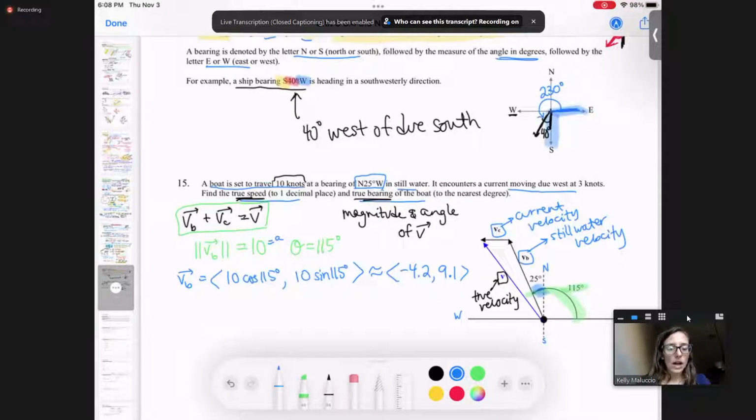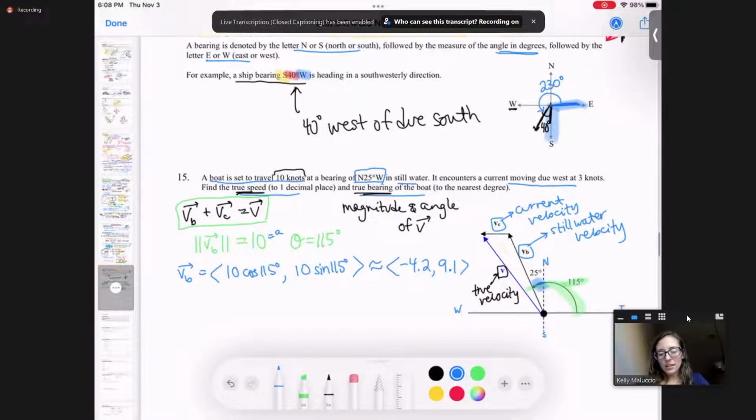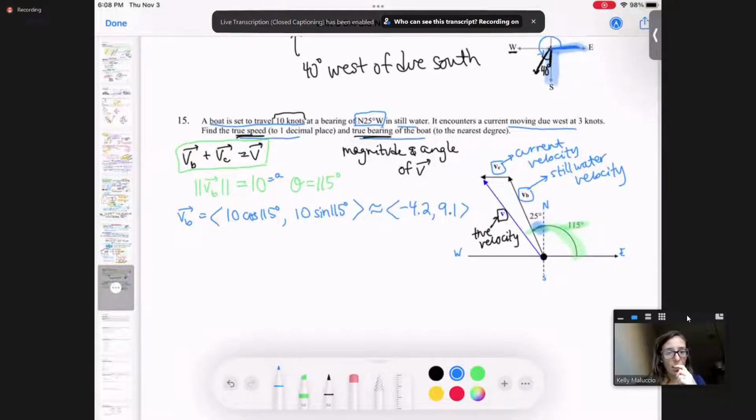And so now we want to get this one. We have VB, add VC, and that's how we'll get this vector, our true velocity. And then we'll get the speed and direction or the bearings, right? So VC is going to be, what did they tell us the current was? They told us it's due west at 3 knots.